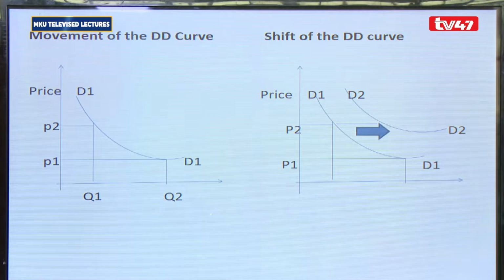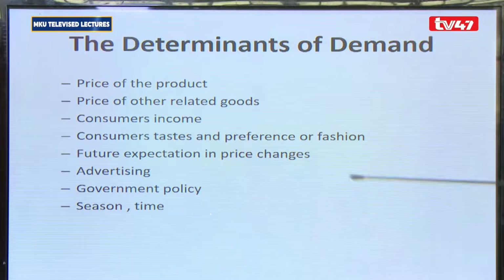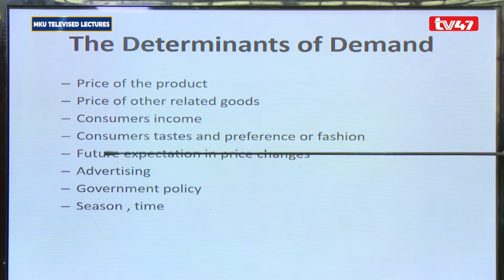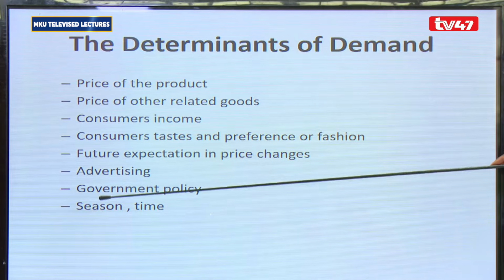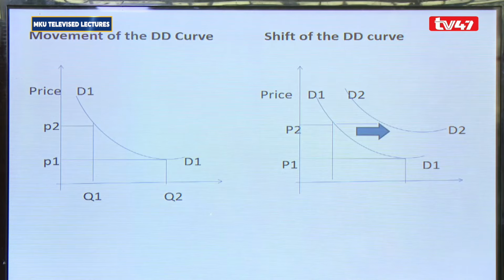However, when the other factors change, I want to take you back to the factors that we talked about. The price of the related products, the consumer's income, the taste, the future expectation, advertising, government policy, etc. All those others, the change in any of those will cause the shift of the entire demand curve from D1 to D2, as demonstrated on our curves here. Let's look at what is likely to happen.